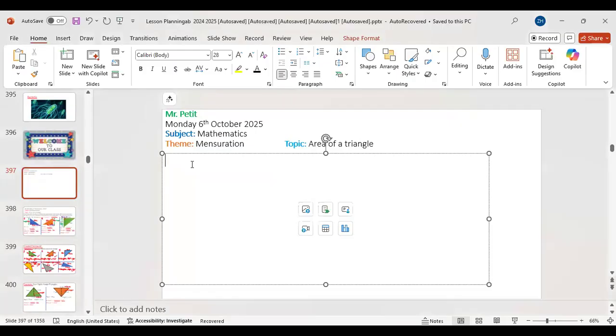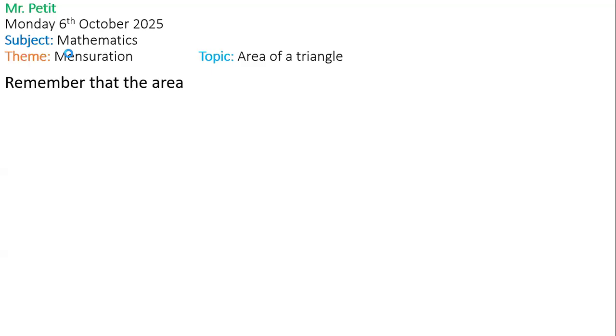Okay, so remember the area. Can anyone remind me what is the difference between area and perimeter of a shape? Area is the length times the width of the shape, and the perimeter is the distance around the shape. Close. Area is the shape and the space inside, and perimeter is the distance around. Very good. So we distinguished between area and perimeter last week.